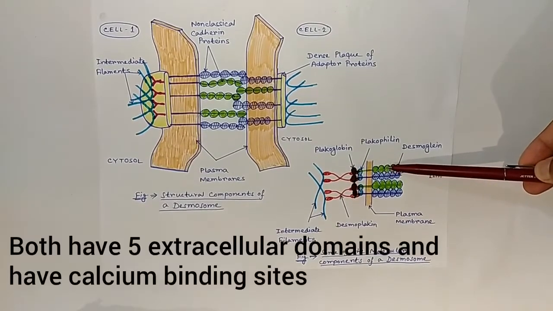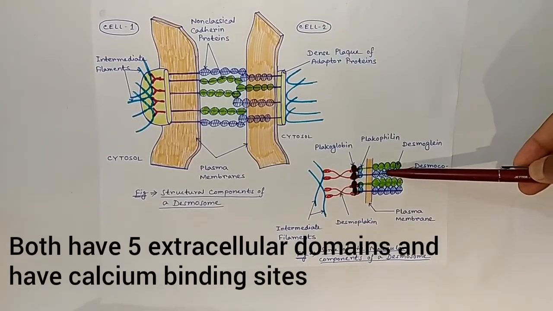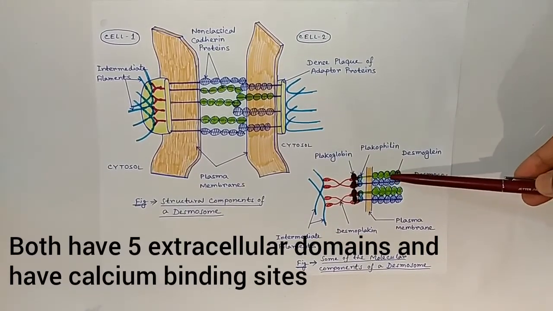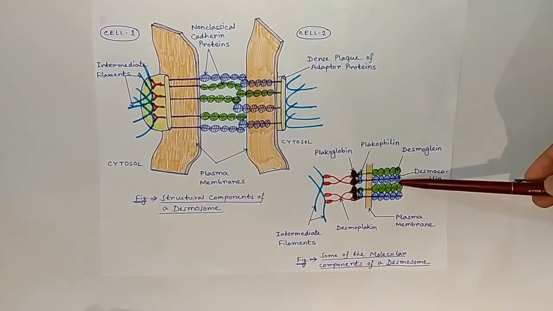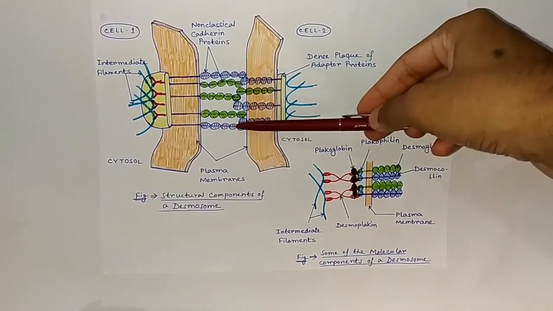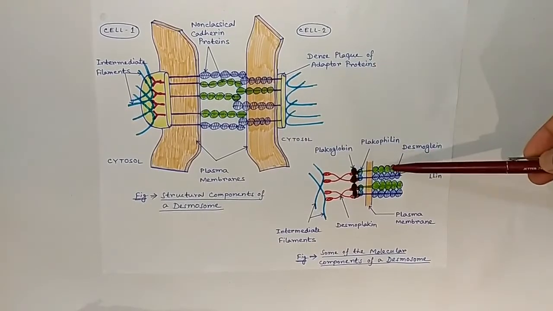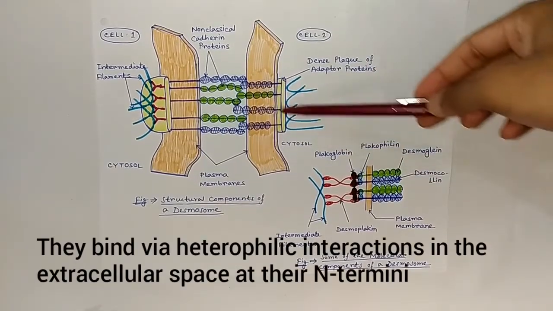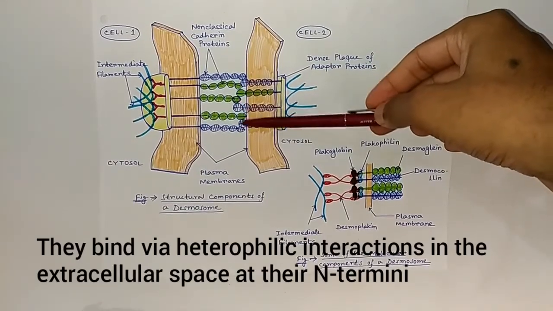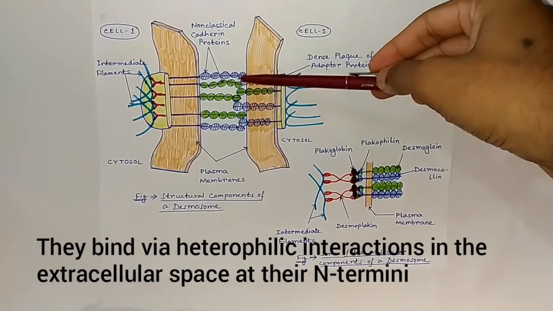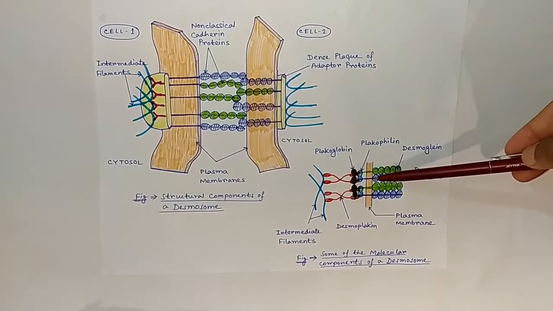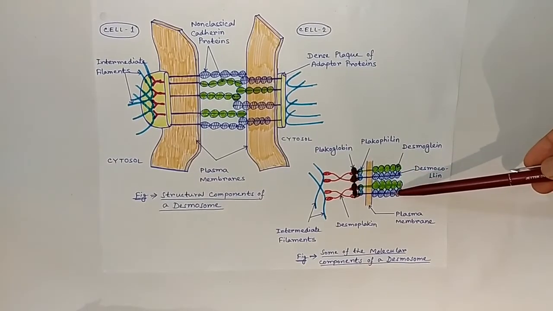Both have 5 extracellular domains and have calcium binding motifs. Extracellular calcium helps the binding of desmoglein and desmocollin to become rigid. They bind to each other via heterophilic interactions in the extracellular space at their N termini. These are transmembrane, single pass, non-classical cadherin proteins.